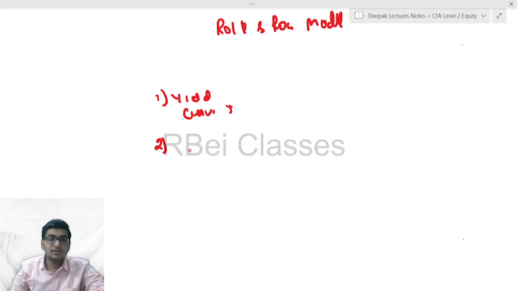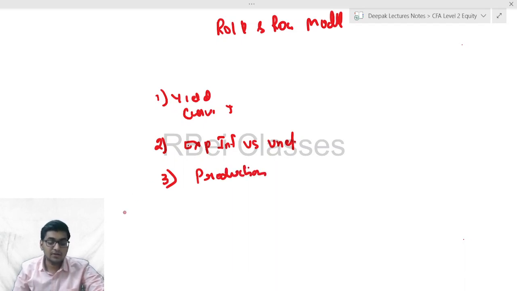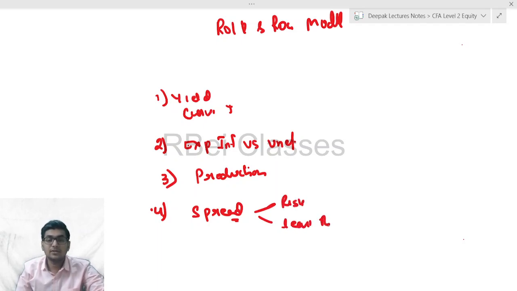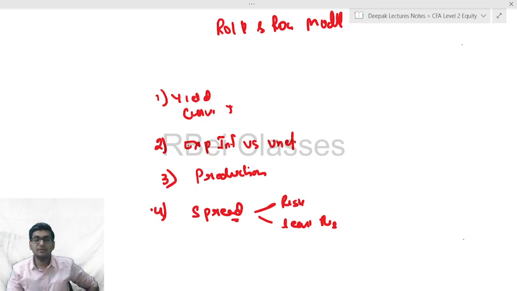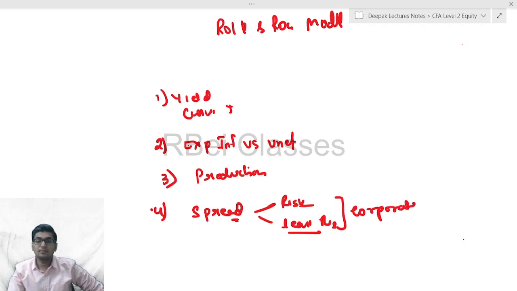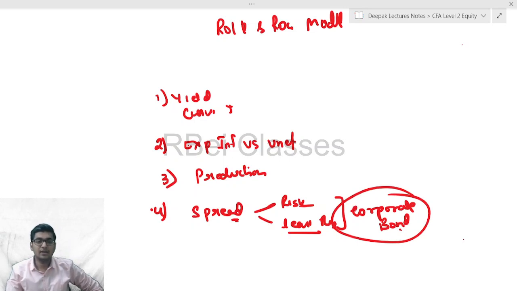Then what is the expected inflation? Expected inflation versus unexpected inflation. Clear? The production of the industry. And the fourth is the spread. Spread between a risky bond and the least risky bond, specifically for the corporate bonds. Clear? Because for the T-bills, there is no spread, they are risk free.